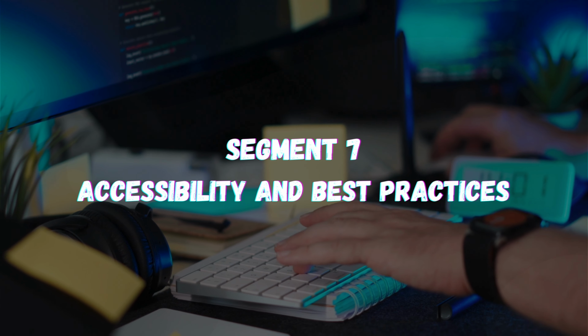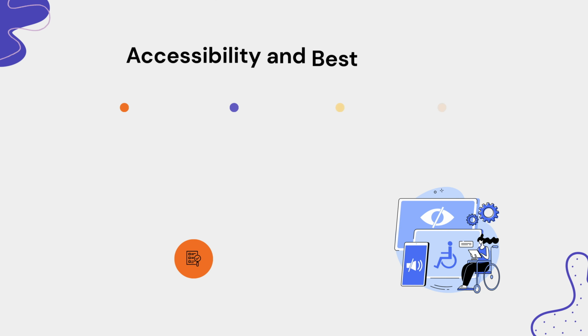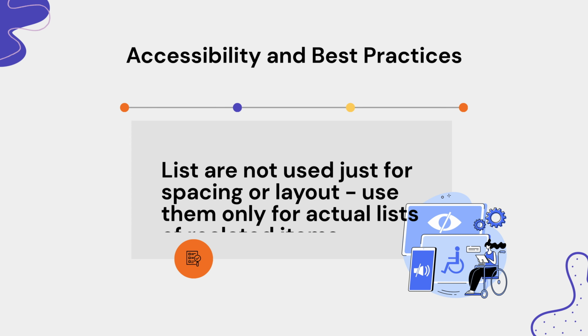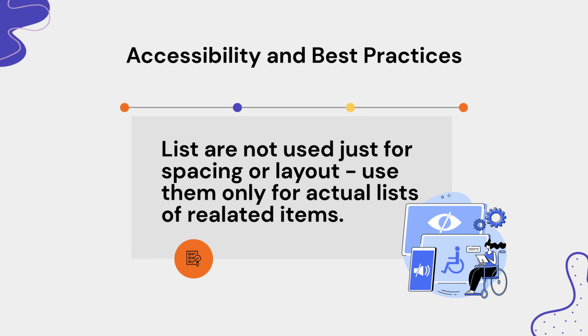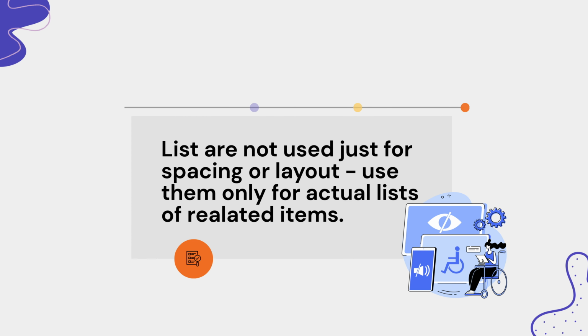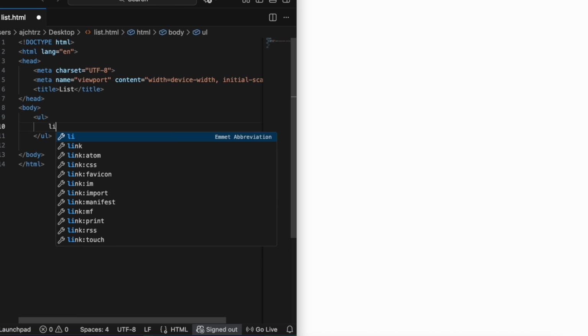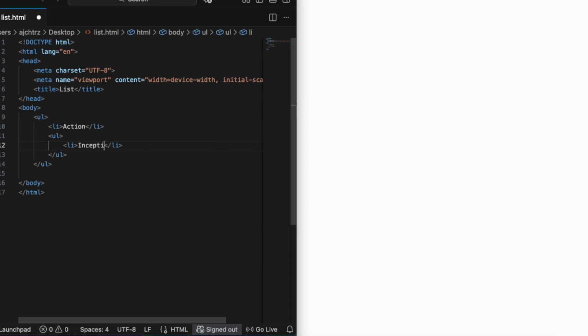Segment 7. Accessibility and best practices. A quick note on best practices. Always make sure that each list item is properly wrapped in an li tag. Lists are not just used for spacing or layout. Use them only for actual list of related items. Keep your nesting simple. Too many nested lists can be confusing to read. And for accessibility, screen readers will automatically announce list structures, so people using assistive technologies will understand when they enter or leave a list. This makes your website more inclusive and professional.